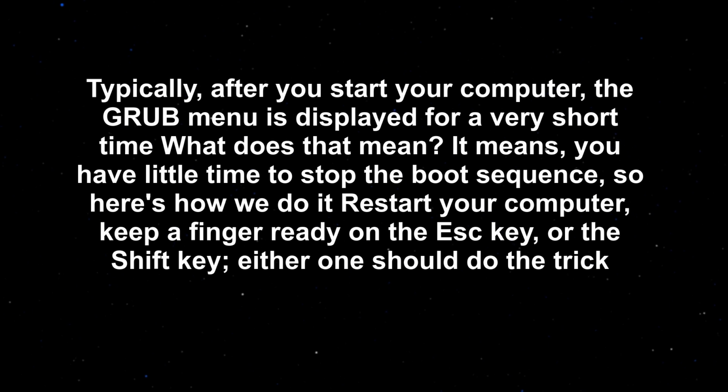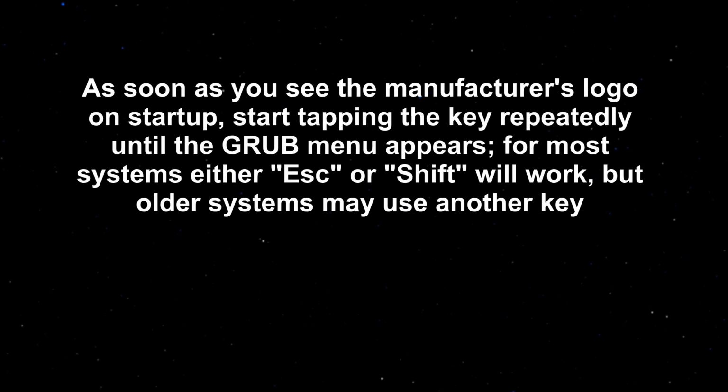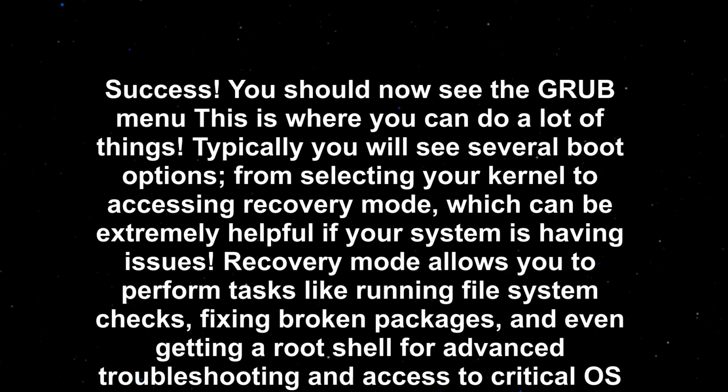Restart your computer. Keep a finger ready on the S key or the Shift key. Either one should do the trick. As soon as you see the manufacturer's logo on startup, start tapping the key repeatedly until the Grub menu appears. For most systems, either ESC or Shift will work, but older systems may use another key. Success! You should now see the Grub menu.